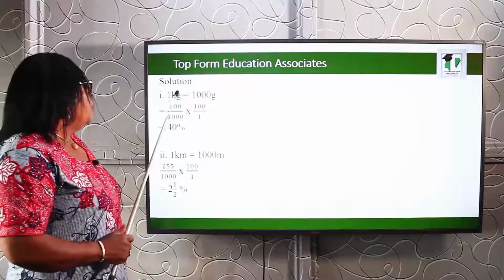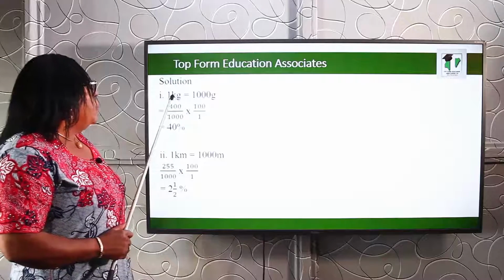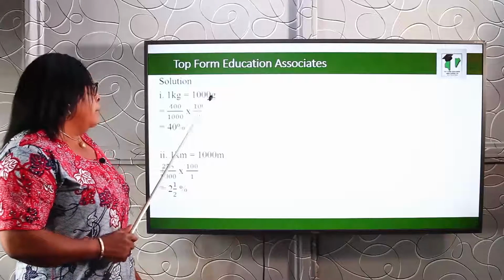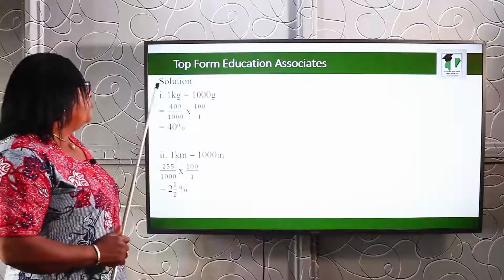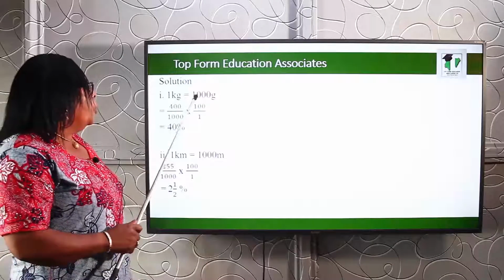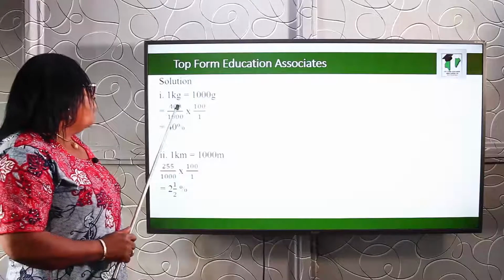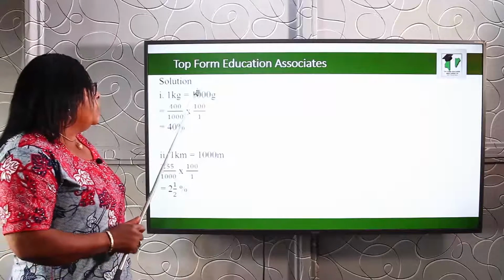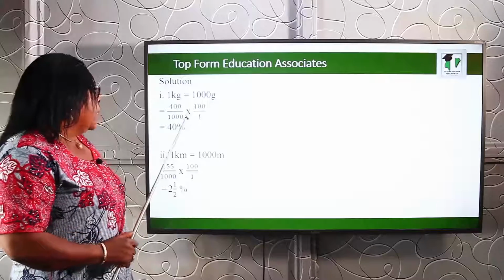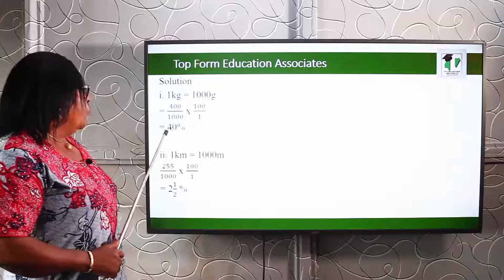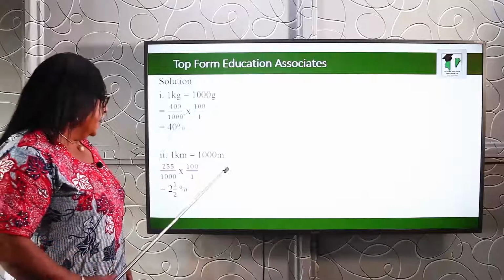Solution. Please, 1 kilogram is equal to 1,000 grams. So to express 400 grams as a percentage of 1 kilogram, it means 400 over 1,000, because 1 kilogram is equal to 1,000 grams, times 100 over 1. When you reduce to lowest term, you will have 40%.